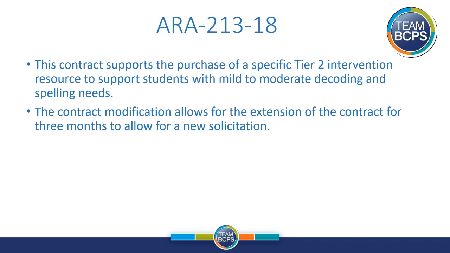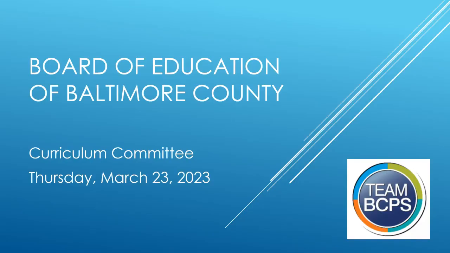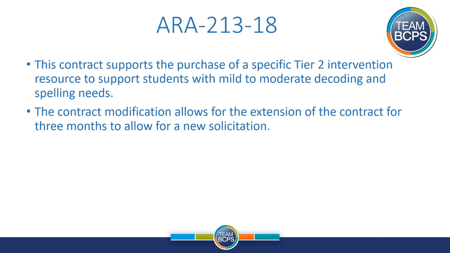We have a specific Tier 2 intervention resource that we currently use to support students that demonstrate mild to moderate decoding and spelling needs. However, the contract expires at the end of April. We are in the process of conducting a request for information to allow for a new solicitation of what's out there, more current, and identify specific materials. And so the request that's coming to the Contracts Committee in April is to extend this current contract for 3 more months. Doing that will allow us to have the remainder of this school year where we have this identified Tier 2 intervention in place, while also giving us the time to finish that new solicitation. And that way there won't be a gap.